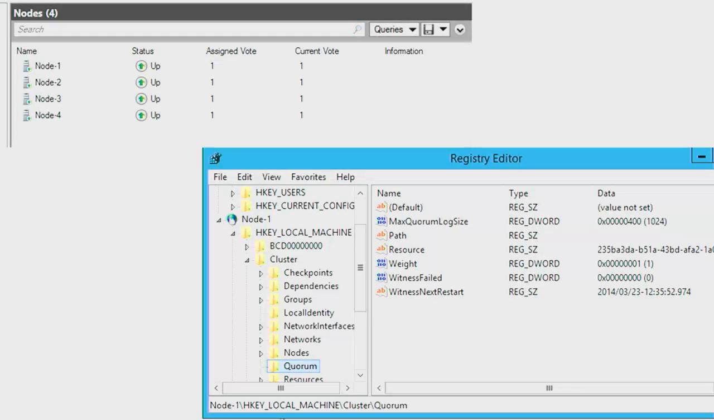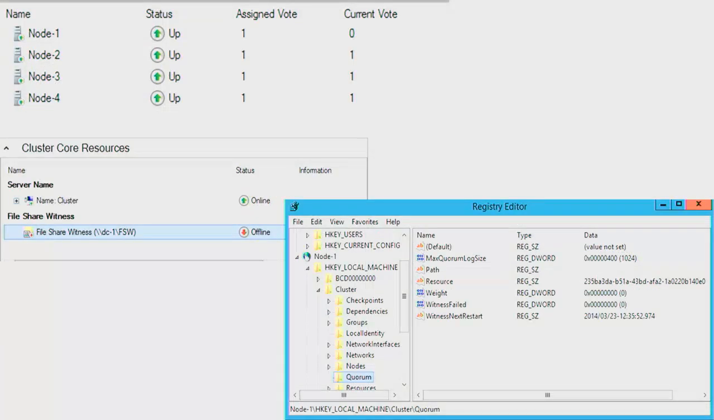So now what I'm going to do is take the file share witness offline, and what you'll see is that the witness no longer has a vote. But at the same time that the witness no longer has a vote, we dropped the vote off a node, right? So we made sure a witness was required on an even number of votes. When the witness was not available, we dynamically removed a vote from a node to make sure that the vote count was odd. You couldn't end up in a situation where you had even and even.